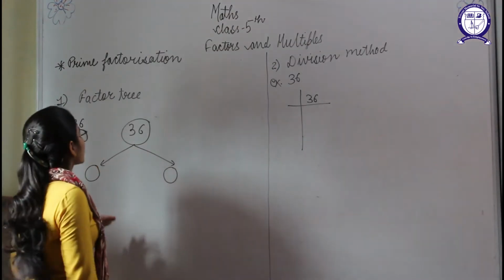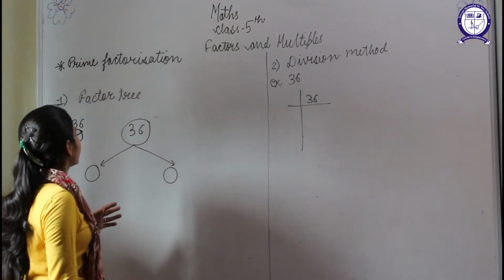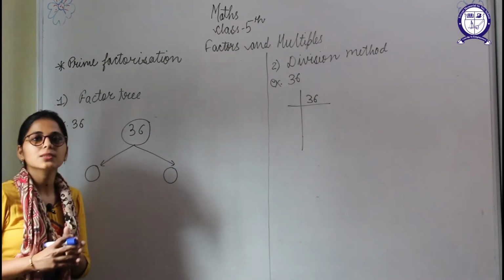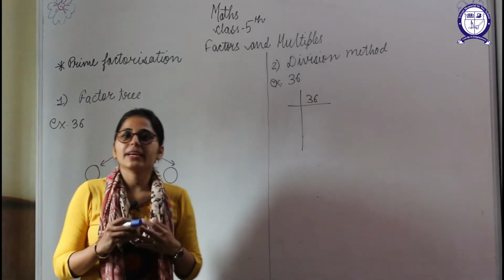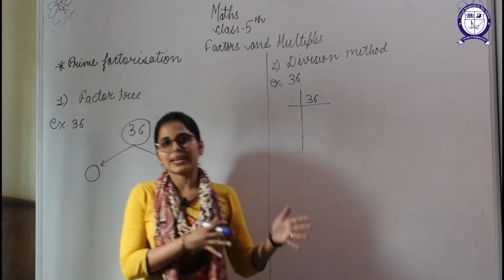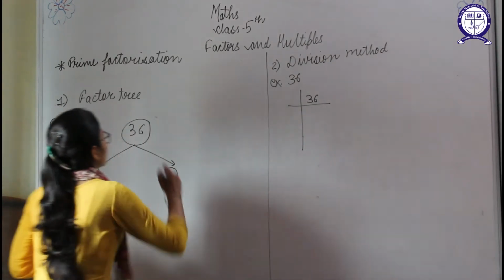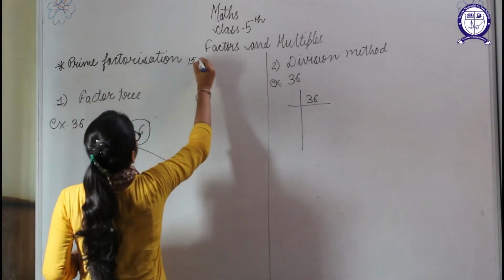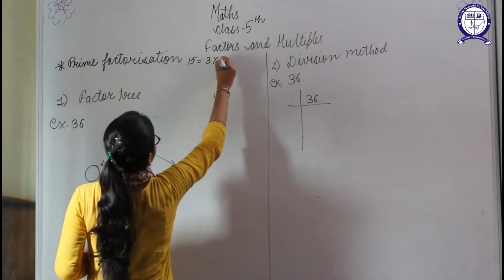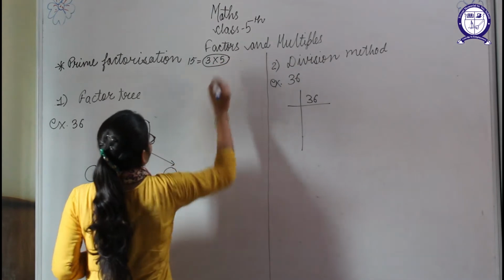Now students, before discussing HCF and LCM, let's discuss prime factorization. What is prime factorization? The breaking down of a number into its factors. That process is called prime factorization. Suppose we have 15 and we break it down as 3 multiply 5. So this is the prime factorization.